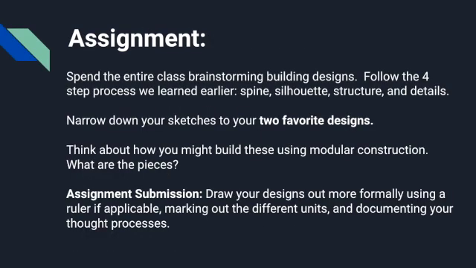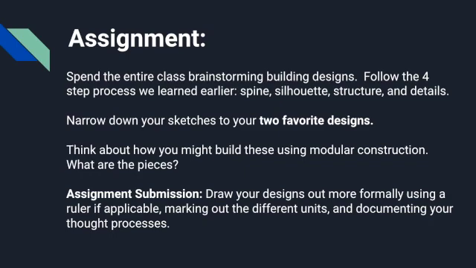Your assignment today is to spend pretty much all of class brainstorming building designs. I'd recommend doing maybe somewhere like 5 to 8 sketches, following that 4-step process. These can be as messy as you want them to be. Then look at those sketches and narrow them down to your 2 favorite designs. If you feel really, really strongly about one, that's fine too, but I'm asking for 2 just to give you some options. Then you're going to take these and think about what the modular construction might be. So what are the pieces?